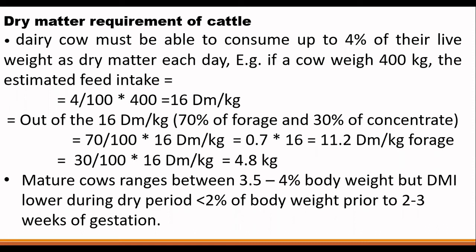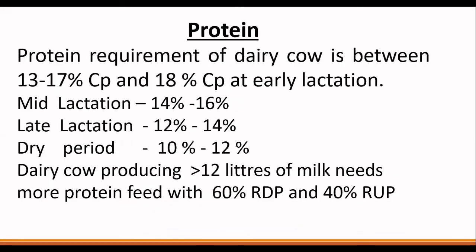Instead of that 4%, the dairy cow requires 4% of their live weight. That means if they are weighing 400 kg, they will require 16 kg dry matter intake. That is the amount. It's not the total amount of feed, but it is the dry matter intake, because there is a difference between the wet feed being given to the animal and the dry matter. That's for another day. Next slide, sir.